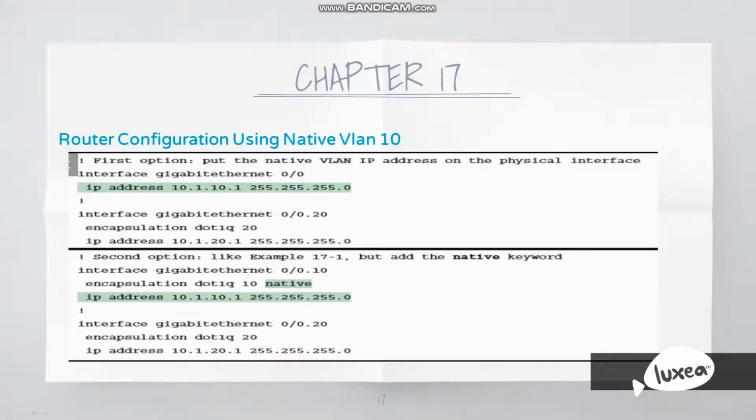And this is router configuration using native VLAN 10 on router R1. So these two different sections show both native VLAN configurations. VLAN 10 becomes the native VLAN, and the first part shows configuring the router's physical interface. And the second one shows how to configure the same native VLAN on a sub-interface. The major point is that you have to set VLAN 10 as the native VLAN.